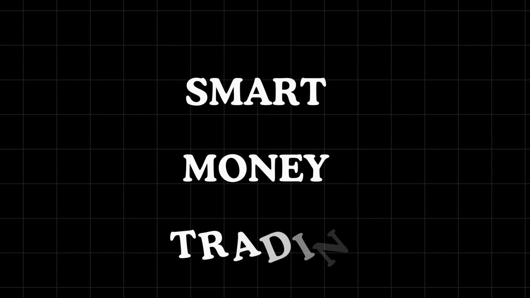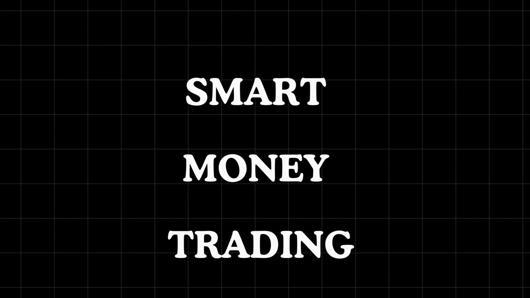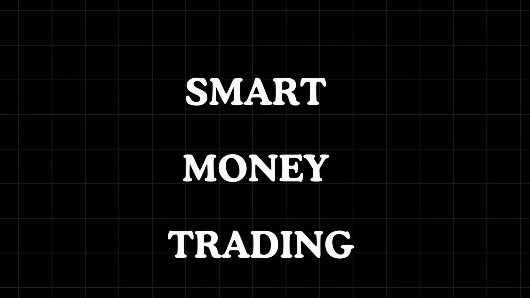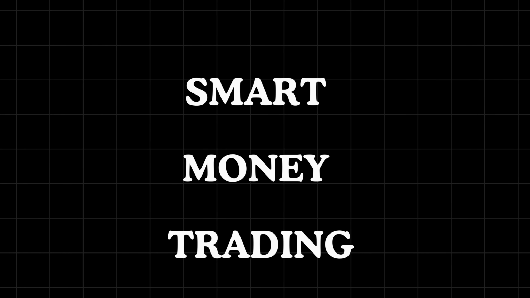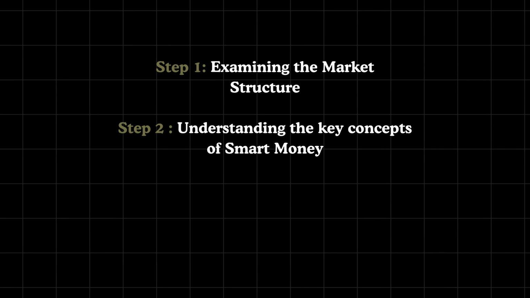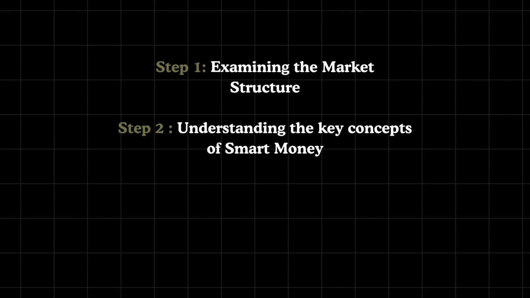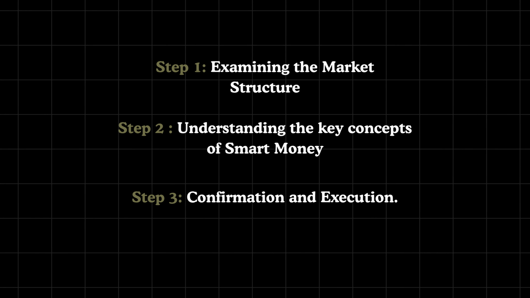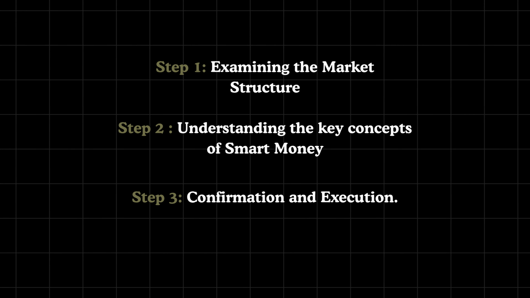We are going to break down the smart money trading plan, a step-by-step guide supported with multiple real-time market examples. This strategy is divided into 3 main phases. 1. Examining the market structure. 2. Understanding the key concepts of smart money. And 3. Confirmation and execution. Now, let's dive into the concept.